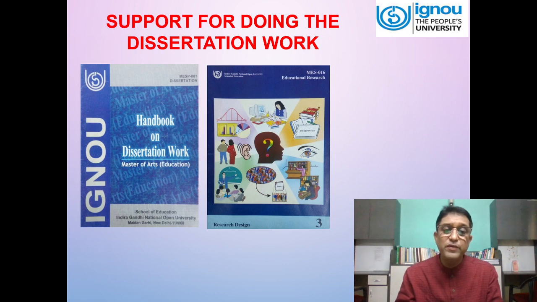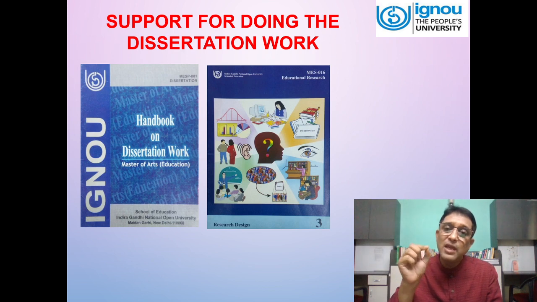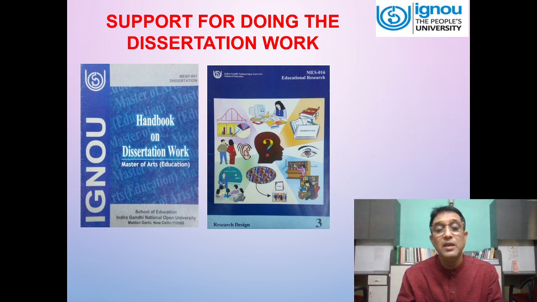In the handbook of dissertation work, you will find whatever I am going to discuss, or the proposal that you have to prepare. You will find the detailed components of the proposal, the concept of different components of this proposal. Then we have also discussed, taking a few illustrations, a few examples. We have taken a title, and according to that title, how you can prepare the research proposal, that also we have discussed.